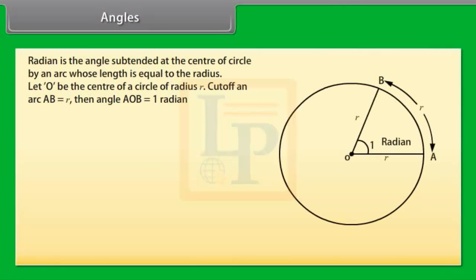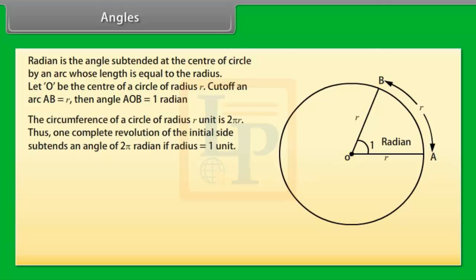Radian is the angle subtended at the center of circle by an arc whose length is equal to the radius. Let O be the center of a circle of radius r. Cut off an arc AB equal to r. Then angle AOB is equal to 1 radian.